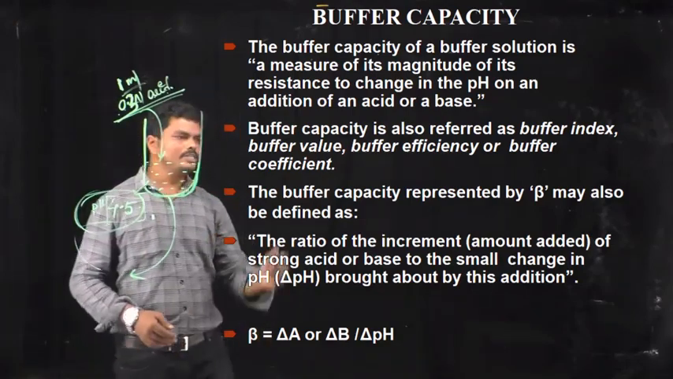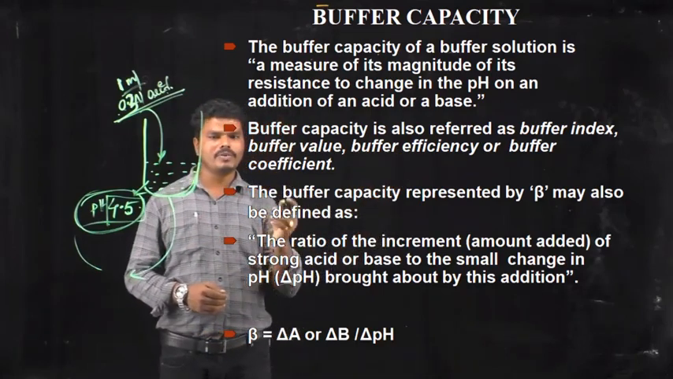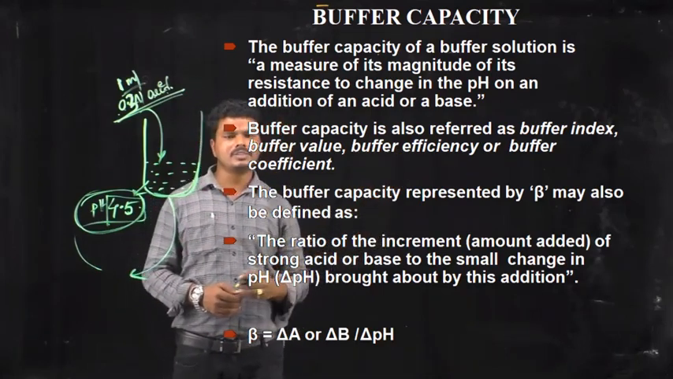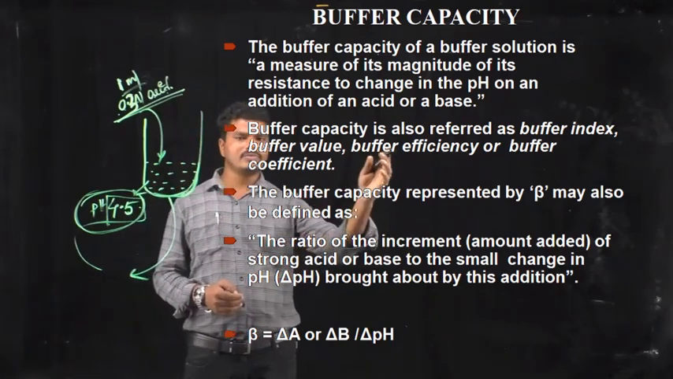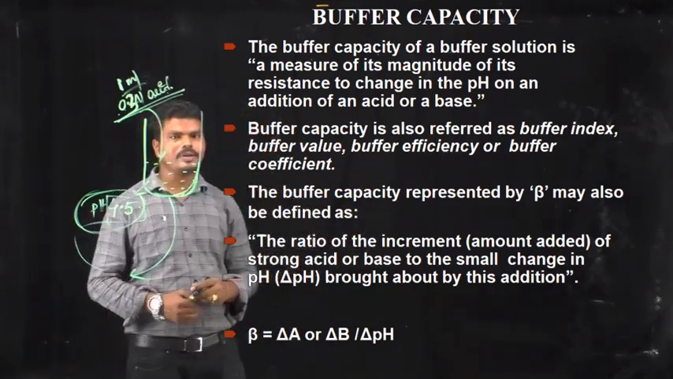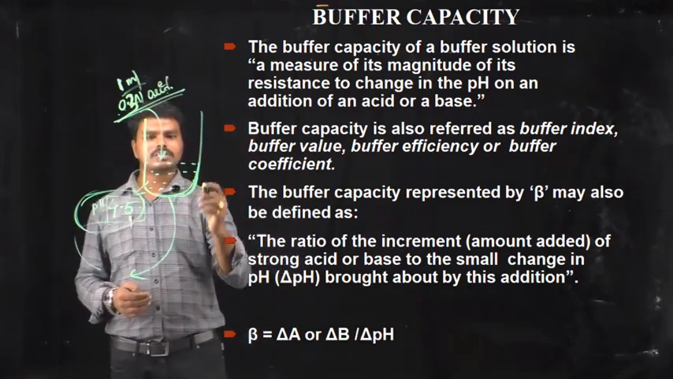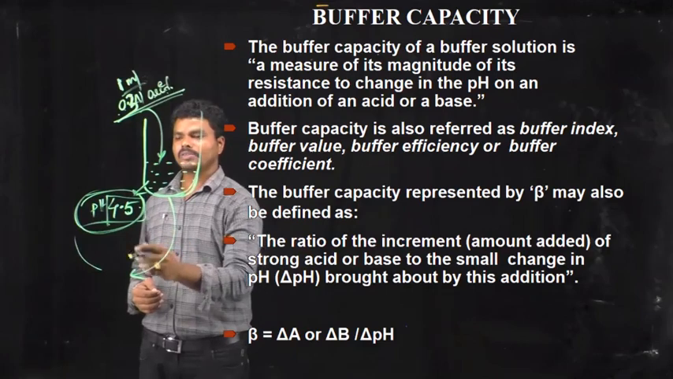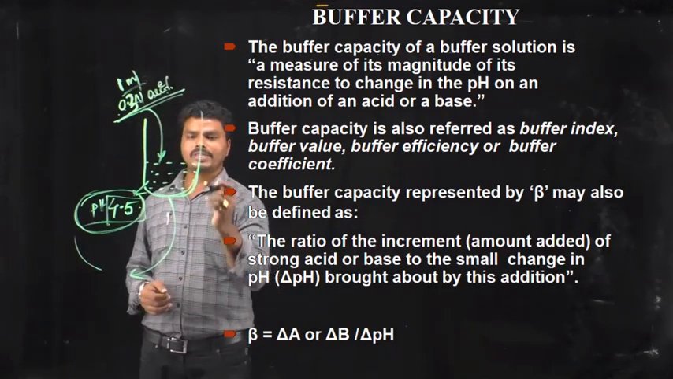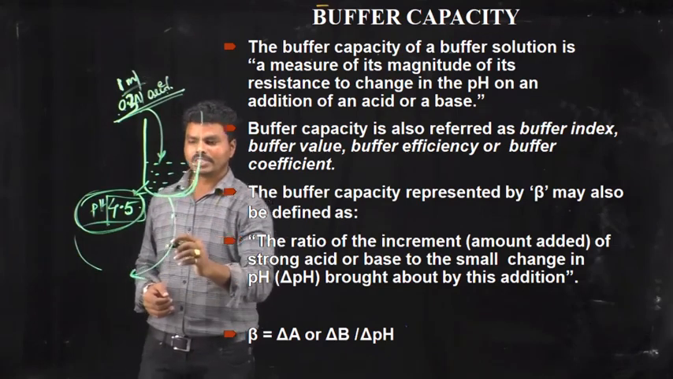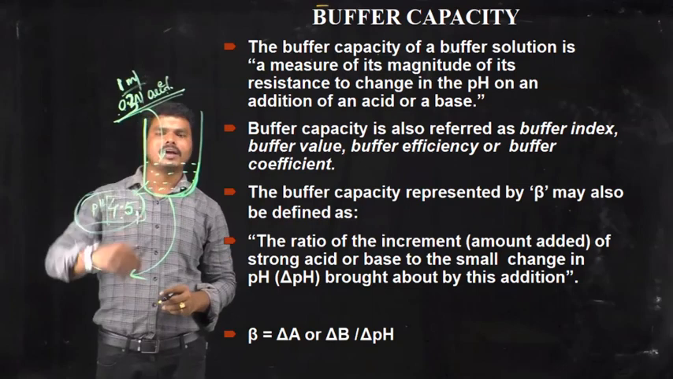This buffer capacity is also termed buffer index, buffer value, buffer efficiency, or buffer coefficient. These are the other terms for buffer capacity. Repeating once again, the buffer capacity is the magnitude of resistance of a buffer against the change in pH by the addition of acid or base, or the efficiency of the buffer to withstand the same pH against the continued addition of acid or base.